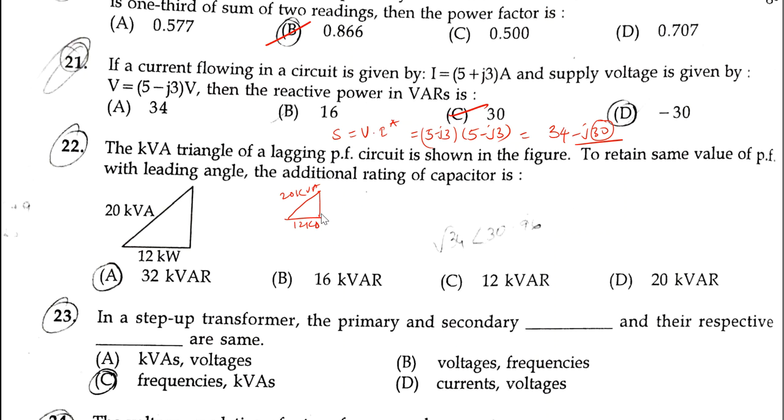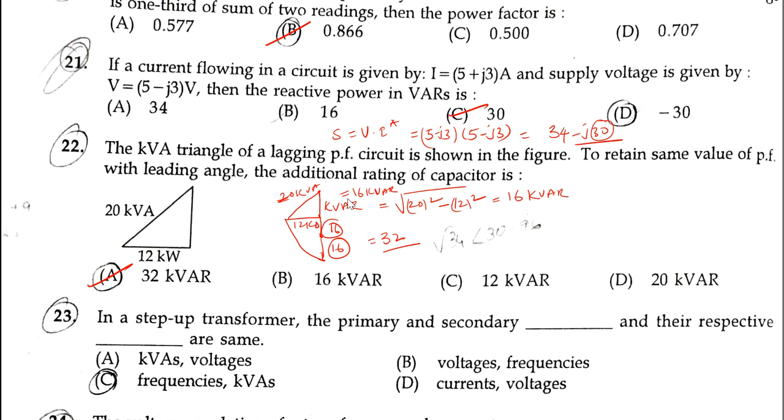First of all, we calculate this vertical part, the kVAr to be added. So kVAr should be equal to square root of 20 whole square minus 12 whole square. Simply you will get 16 kVAr. To make the power factor unity, we have to add 16, but to make the same power factor leading, again I have to add 16. So in total how much do you need? 16 plus 16, 32. So the answer will be 32 here.